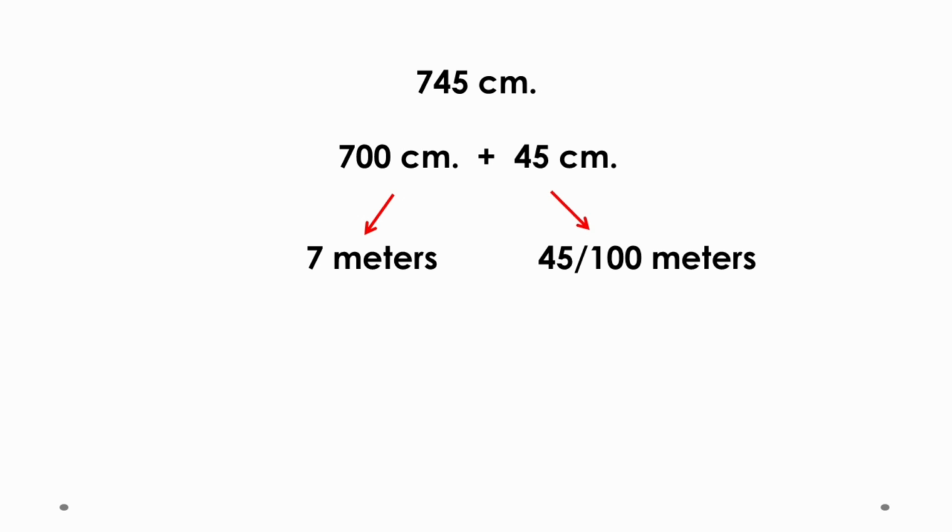We can break 745 centimeter as 700 plus 45 centimeter. 700 centimeter are equal to 7 meters. 45 centimeter are equal to 45 by 100 meters, which can be written as 0.45 meters. So 7 plus 0.45 meters equals 7.45 meters.